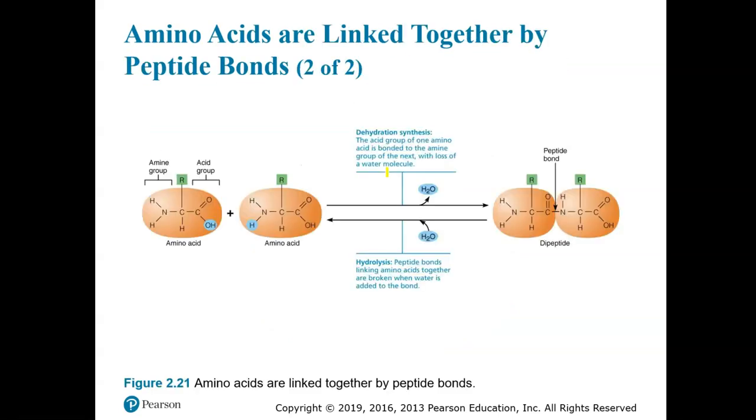So all of those different amino acids are joined together by a dehydration synthesis reaction. A water is removed from the 2 amino acids, and they're joined to form a dipeptide, and water is given off as a product. And the bond that joins them is called a peptide bond.